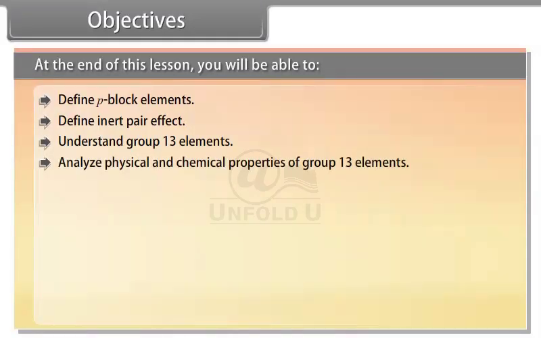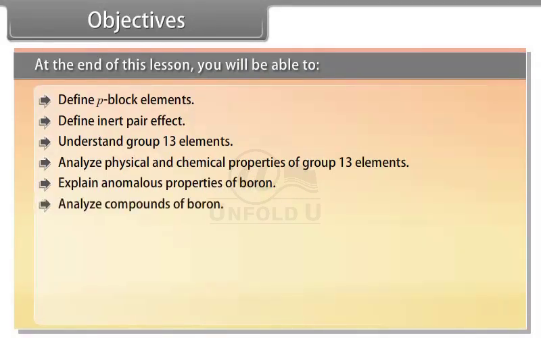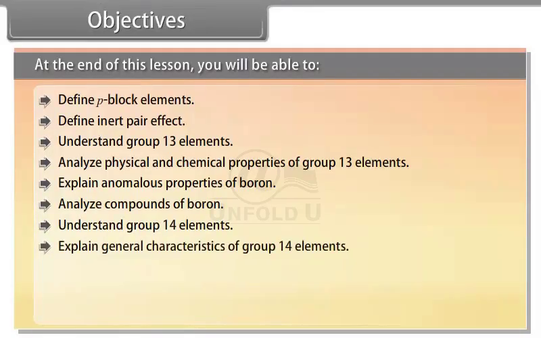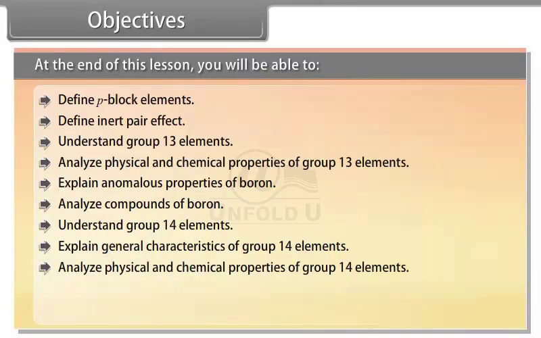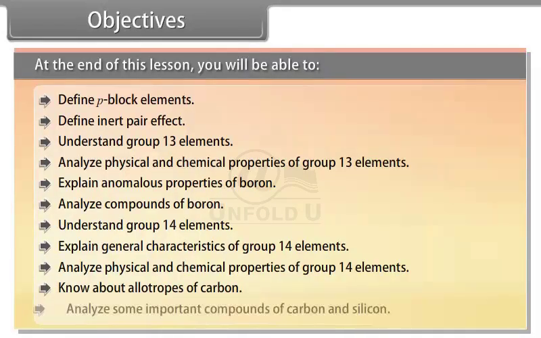Objectives. At the end of this lesson, you will be able to define p block elements, define inert pair effect, understand group 13 elements, analyze physical and chemical properties of group 13 elements, explain anomalous properties of boron, analyze compounds of boron, understand group 14 elements, explain general characteristics of group 14 elements, analyze physical and chemical properties of group 14 elements, know about allotropes of carbon, analyze some important compounds of carbon and silicon.